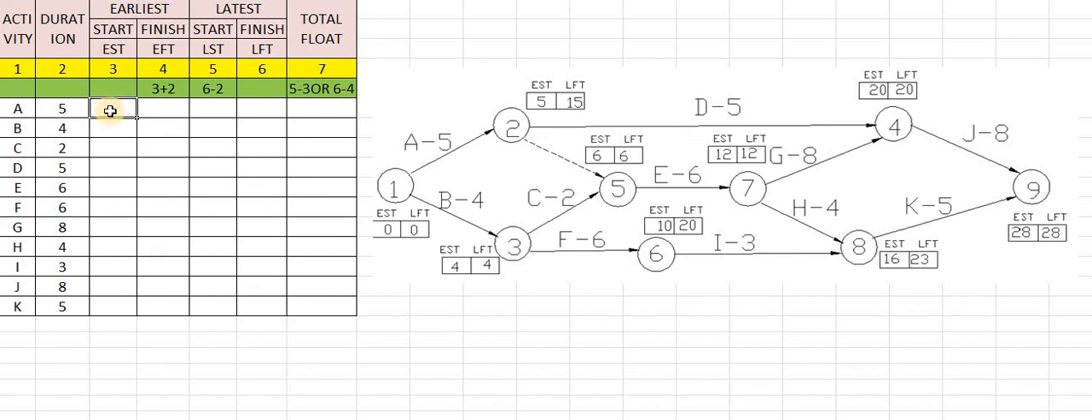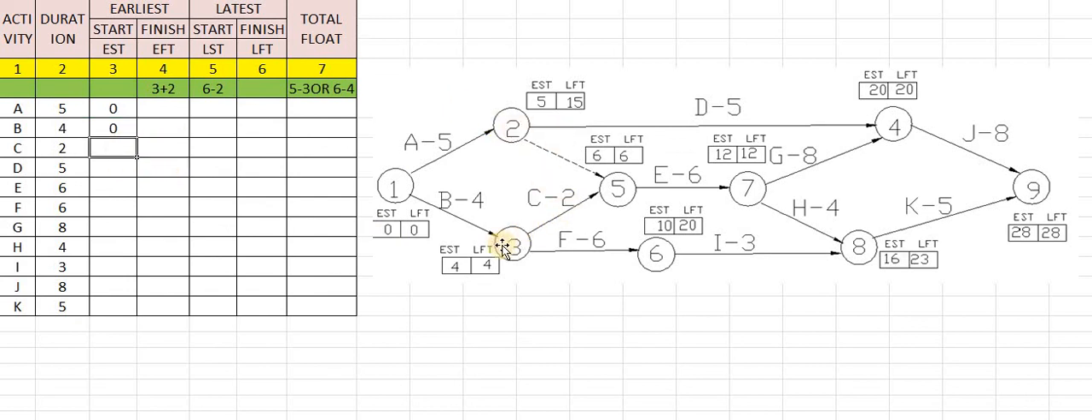For activity A, what are the nodes? For activity A the nodes are 1 to 2. What is the initial node? Node 1. So node 1 has an EST of 0. So we will take 0 first. What is activity B? Here is activity B. Activity B is connected with two nodes, 1 and 3. What is the starting node? The starting node is again 1. So the EST of node 1 is again 0.